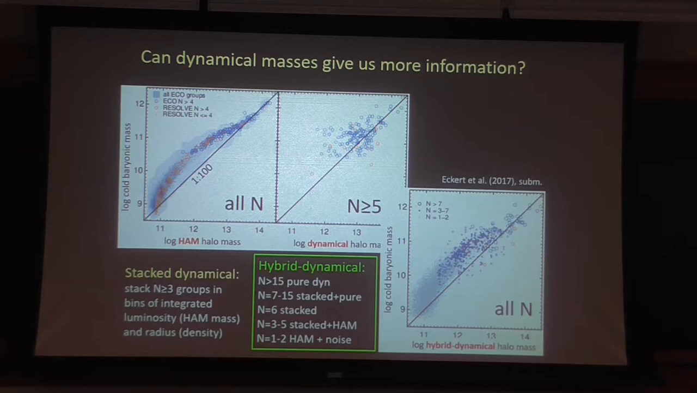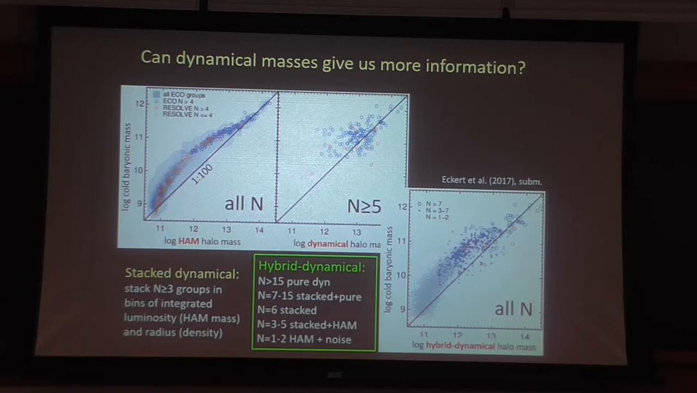So what do I mean by stacked? I mean we take all of the groups and we bin them up by integrated luminosity, so that would have been the ham mass tracer, and radius. So here now density is coming in. And in bins of luminosity and radius, we stack together all of the objects in all of those groups and measure the dispersion of all of them and the radius of all of them and get a single mass that we then assign to all of the objects in that bin. So that's a stacked dynamical mass.